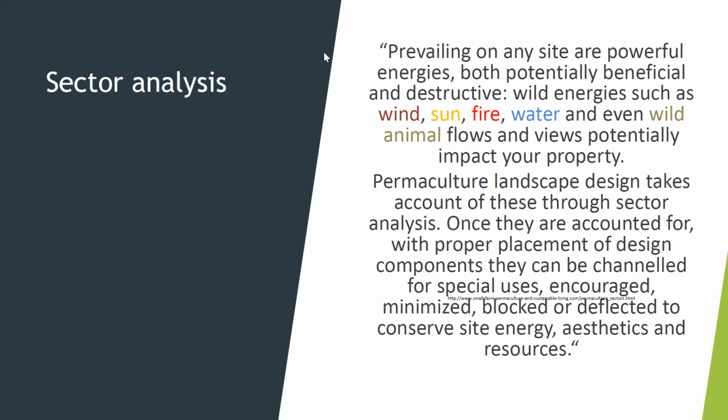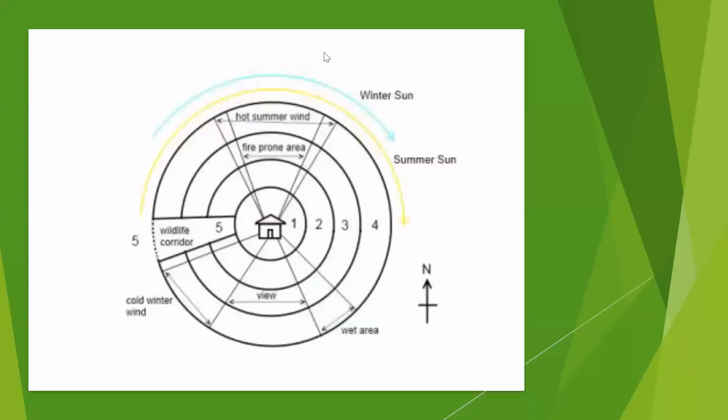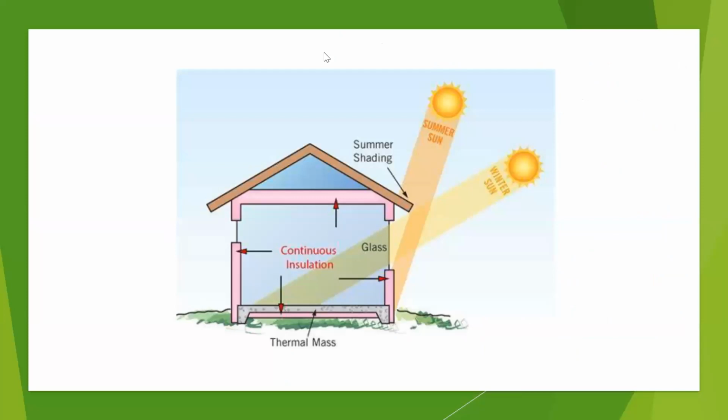Let's say, accounted for, and with proper placement of design components, they can be channeled for special uses, encouraged, minimized, blocked, deflected, aimed to conserve site energy, aesthetics, or resources. So in other words, if you know which side the wind's coming from, you know where to plant your windbreak. If you want, you can predict the movement of the sun. So you can ask yourself the question, do you want the entire side of your house to be shaded, or do you want it to have solar gain? And depending on where you are in the latitude, that will change.